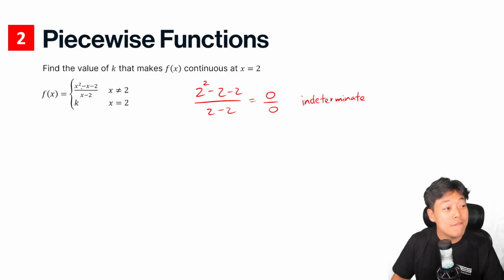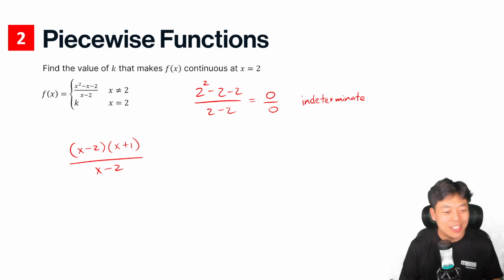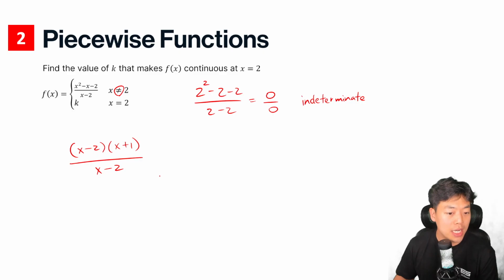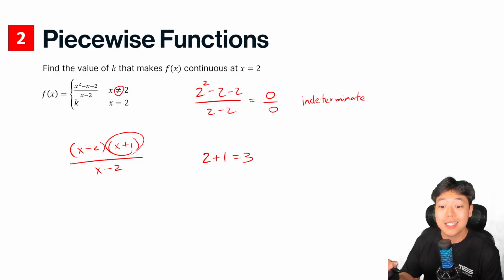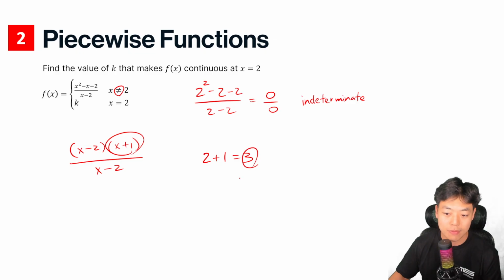What do we do with this information? Well, we can factor this top portion. That factors into x minus 2 times x plus 1 all over x minus 2. Now, in reality, we can't just cross this out, but because we're told that x cannot equal 2, we're given that domain restriction. When we do cancel this out and then plug in x equals 2, we get 2 plus 1, because all that'll be left is that x plus 1, and that's 3. So what does my function need to equal when x is equal to 2? Great question, 3. Therefore, k must equal 3.